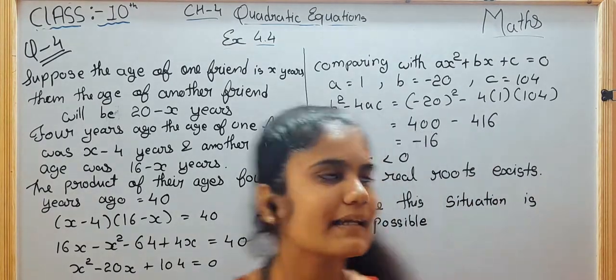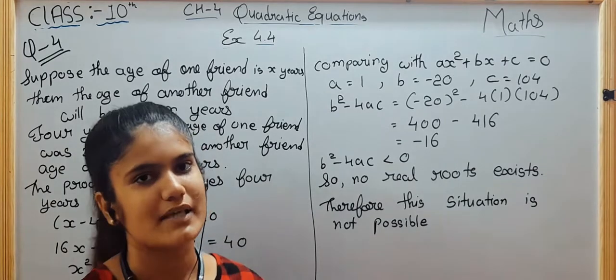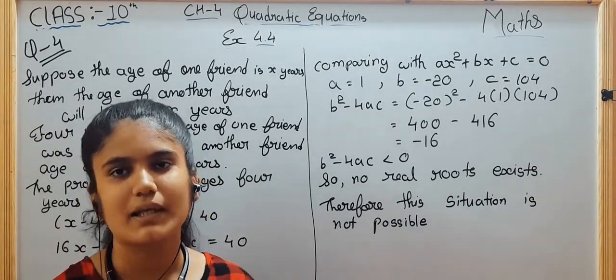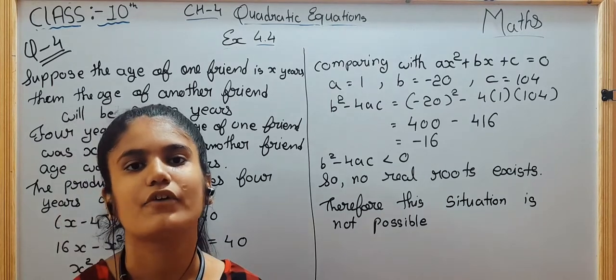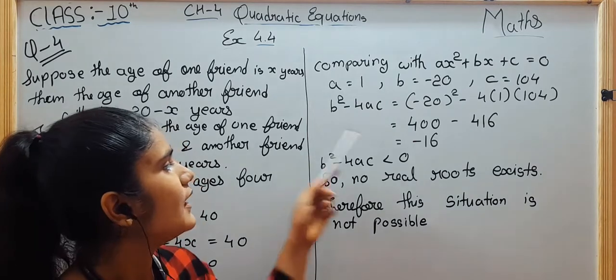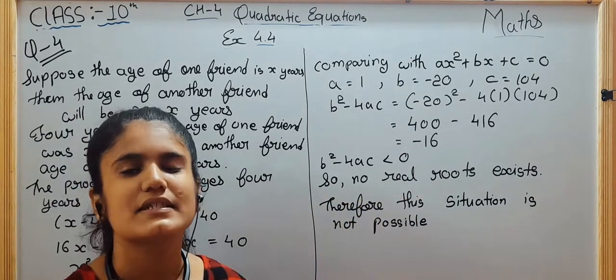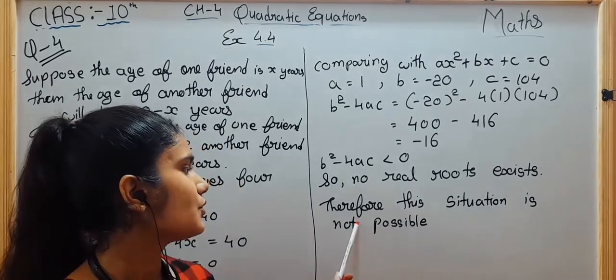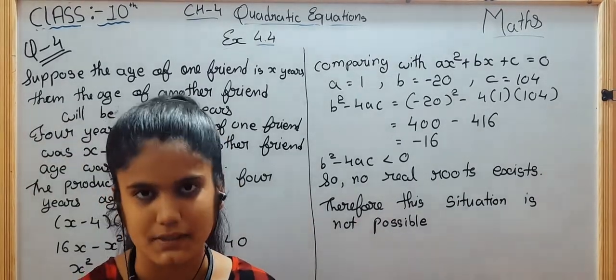Now comparing it with the equation ax square plus bx plus c equals 0, we will get the values of a, b and c. Substituting these values of a, b and c in b square minus 4ac, we get the answer minus 64, which is less than 0, which means no real roots exist here. So this situation is not possible.